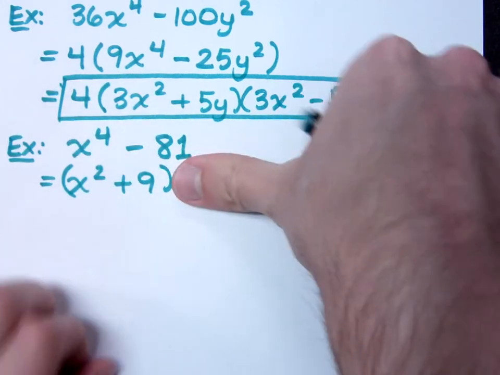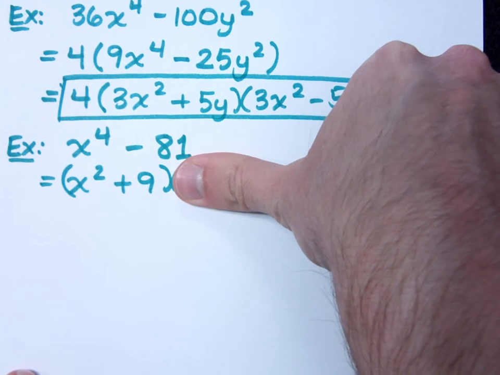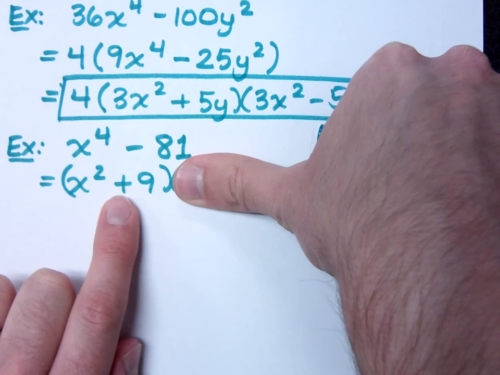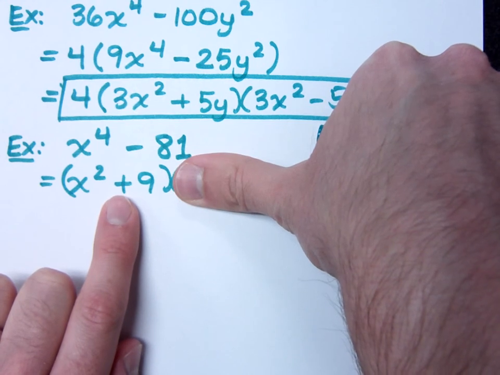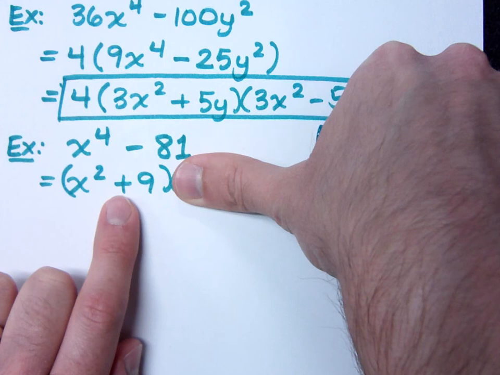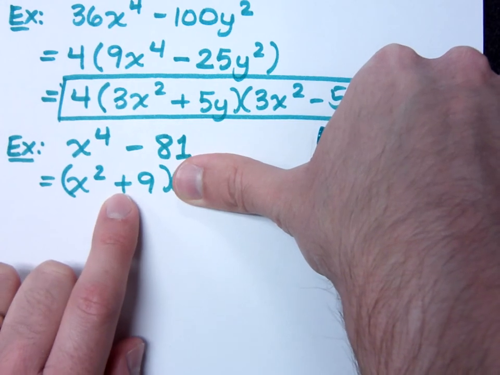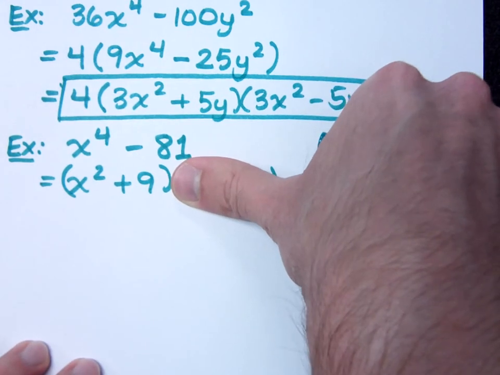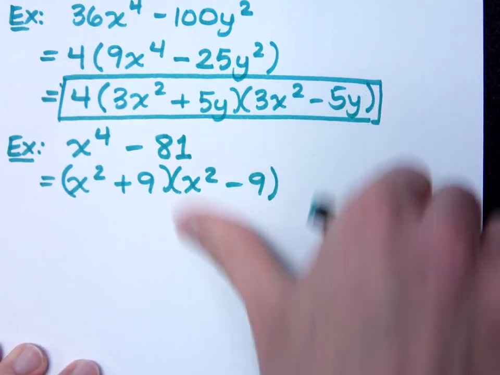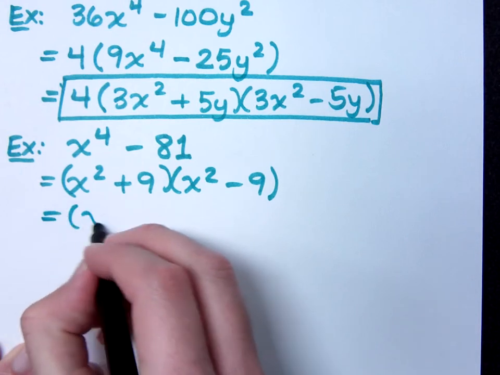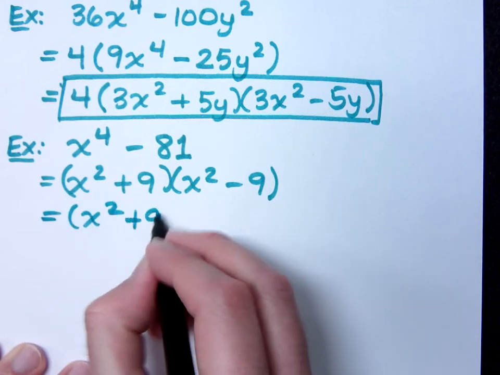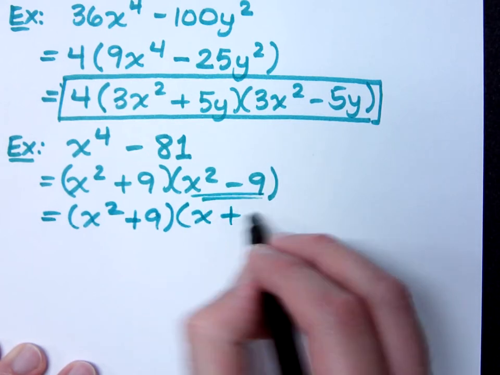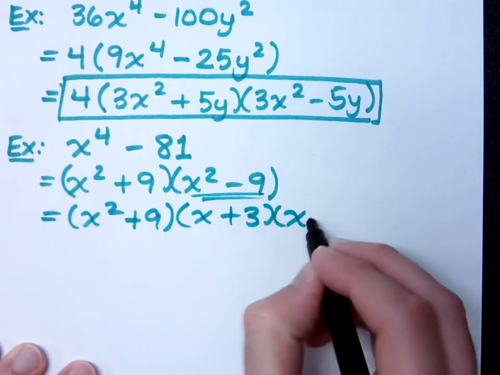What about this guy right here? Plus 3? No, this is the sum of squares, right? I told you not to. It doesn't factor. So no, x squared plus 9 stays, but this guy right here becomes what? X plus 3, x minus 3.